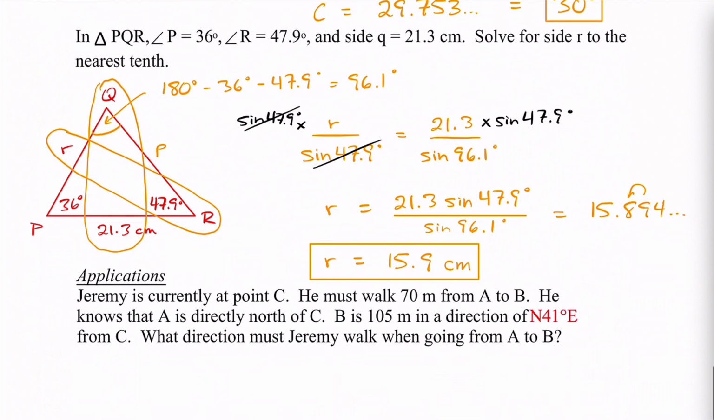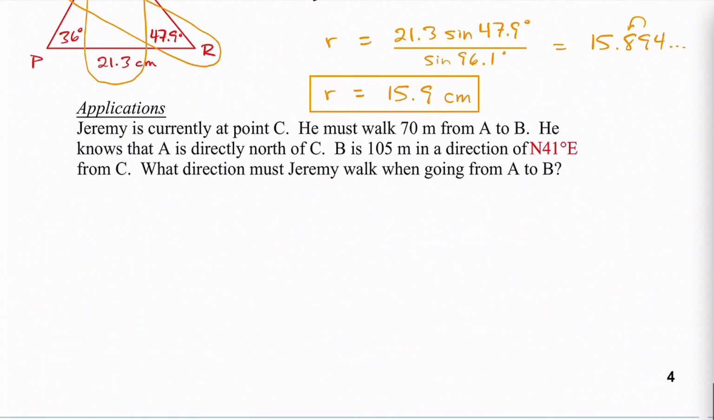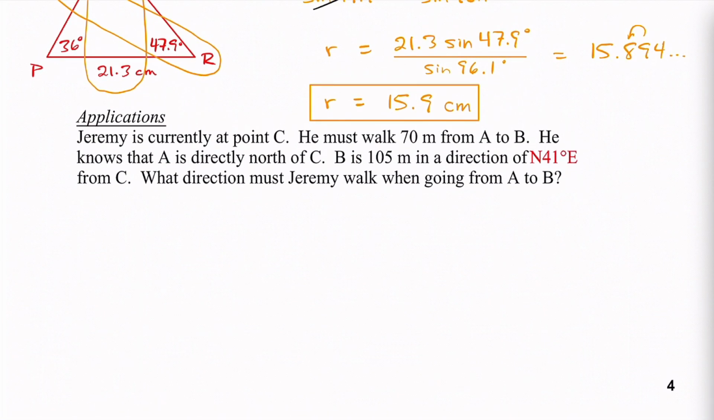Okay, on to our last one now. So this one is an application question. It's kind of describing a scenario. Again, not given a picture, so we're going to want to draw our picture. So it says Jeremy is currently at point C. He must walk 70 meters from A to B. He knows that A is directly north of C and B is 105 meters in a direction of north, 41 degrees east from C. What direction must Jeremy walk when going from A to B?